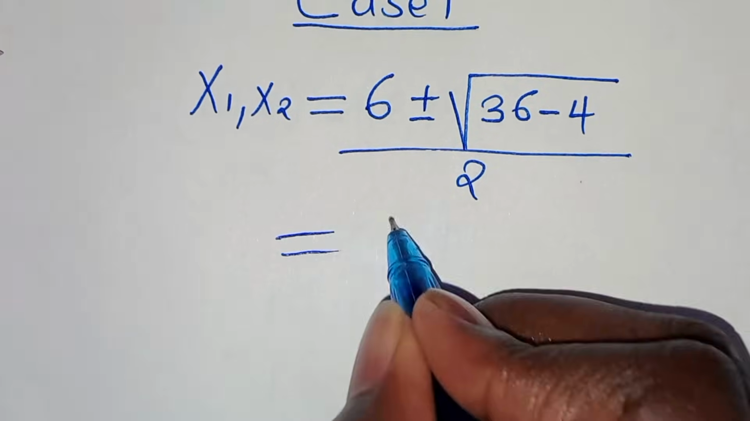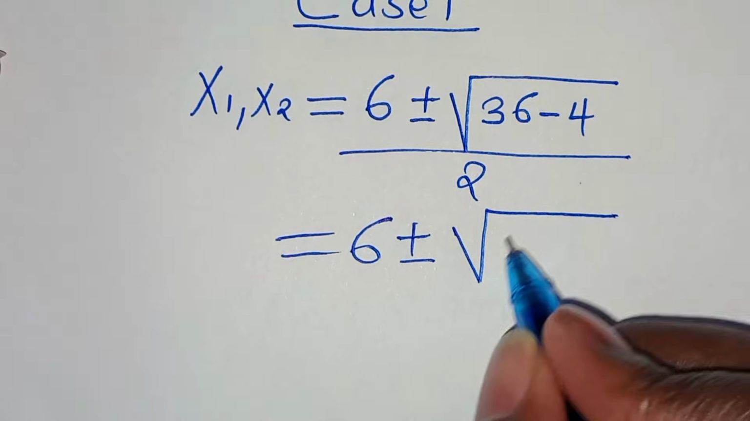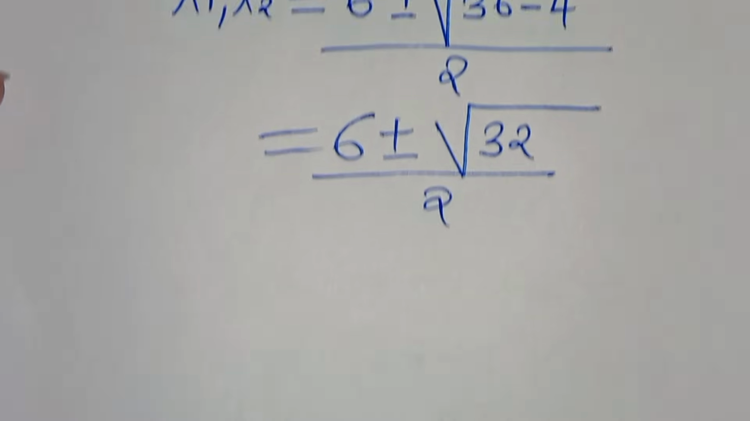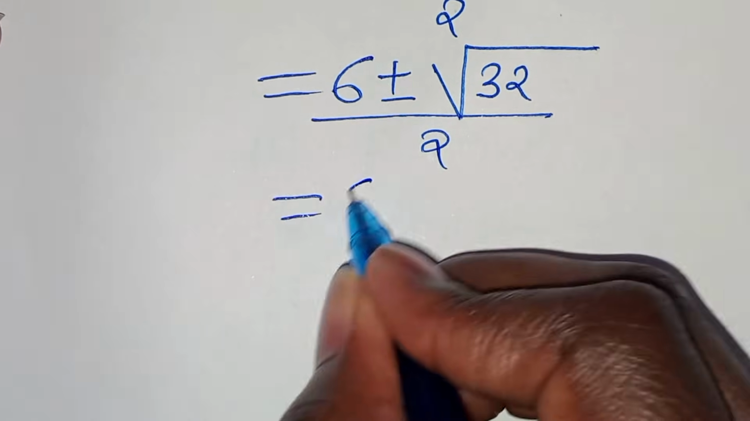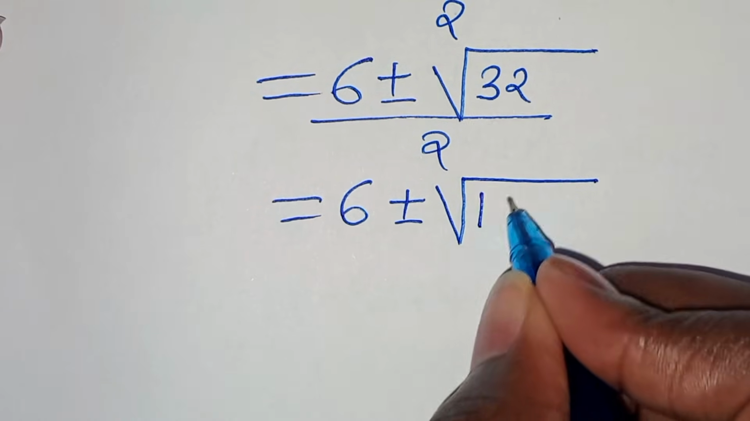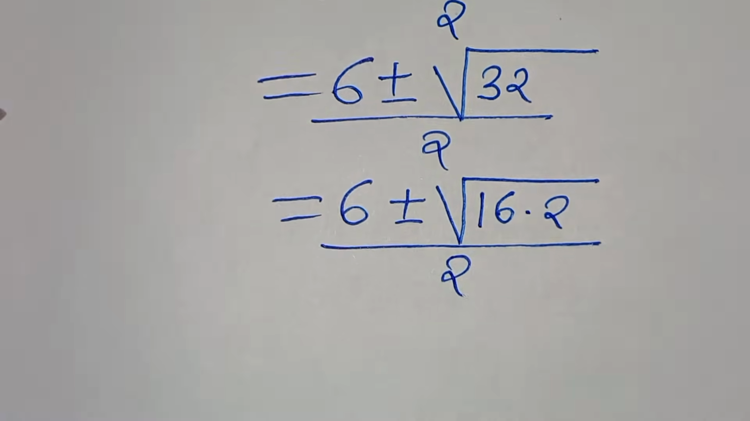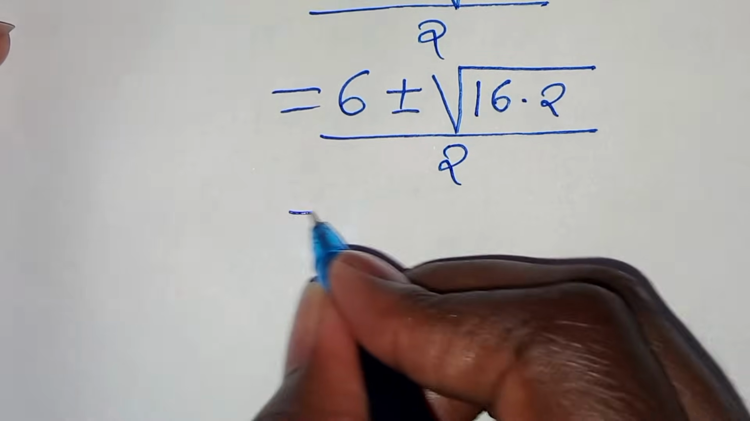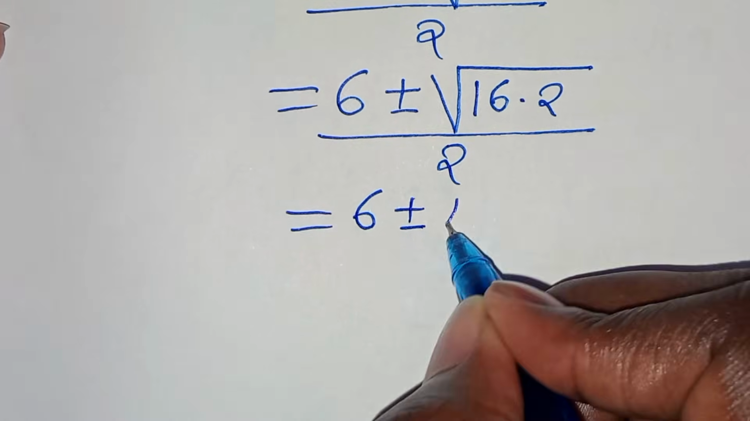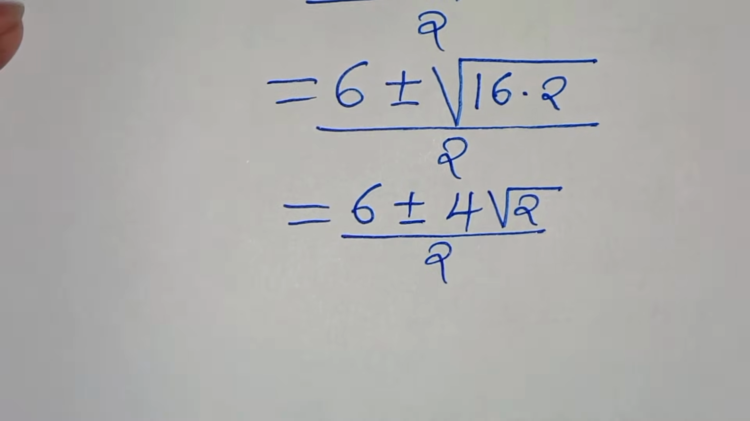Now we have 6 plus or minus the square root of 36 minus 4, this is the square root of 32, divided by 2. So that now we have 6 plus or minus the square root of 32, which we can express as the square root of 16 times 2, everything here divided by 2. Now, this is equal to 6 plus or minus the square root of 16, this is 4, then square root of 2, everything here divided by 2.